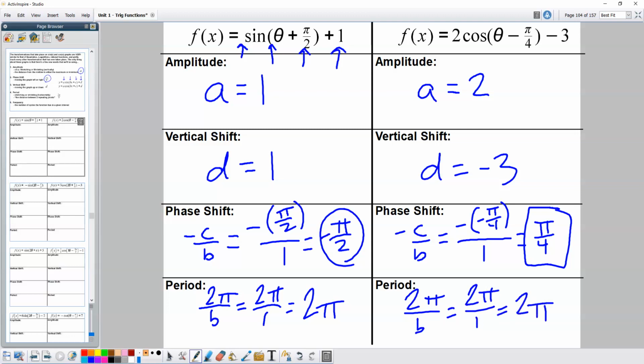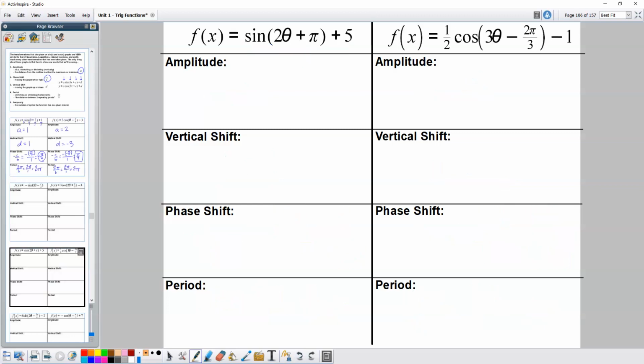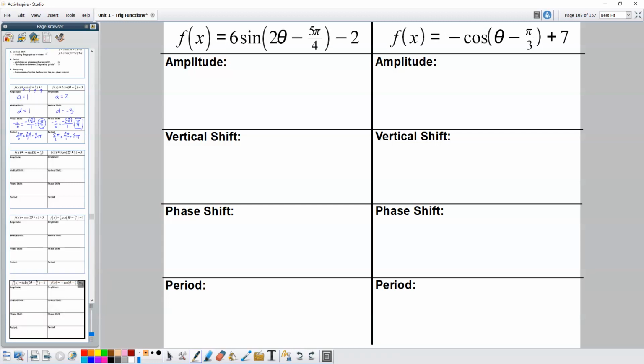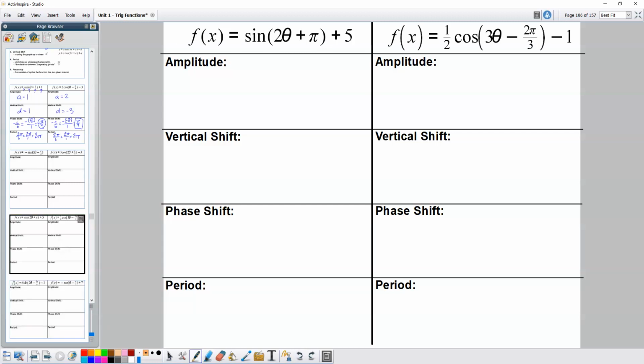Okay, let's slide down. Let's look at this one. Something that I haven't mentioned is that amplitude is always positive. Sometimes we get a negative, like on this one. On the right side, we have a negative cosine. The amplitude on this one would still be 1. It's not negative. The negative is only telling me that it's reflecting over the x-axis. So just keep that in mind. When you do amplitude, it's always going to be positive.